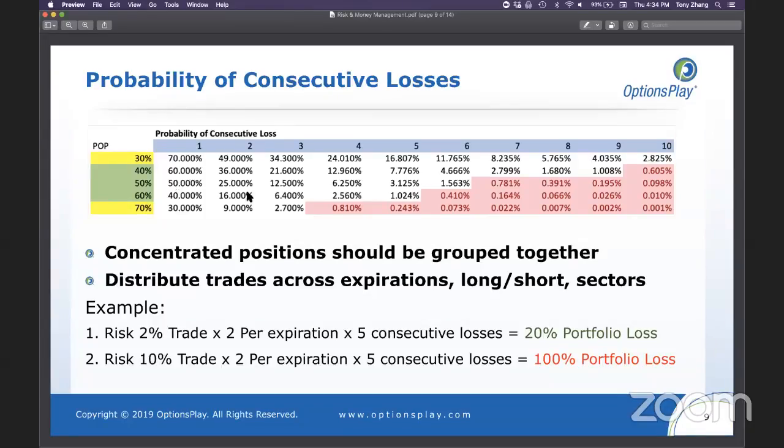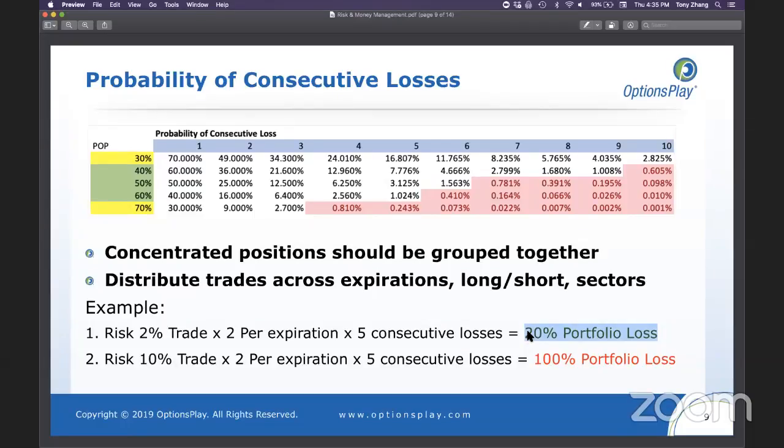So in order to really truly have this 3% chance of having 5 consecutive losing trades, that has to be 5 distinct groups of trades. So what do I mean by that? If you're risking 2% of your account per trade, but you have 2 trades going on expiring at the same time, then you need to multiply that by the 5 consecutive losses that you might have. So you would have potentially a 20% portfolio loss. So keep that in mind, that you don't want to just think about the number of trades. You also want to think about how many groups of trades you have.